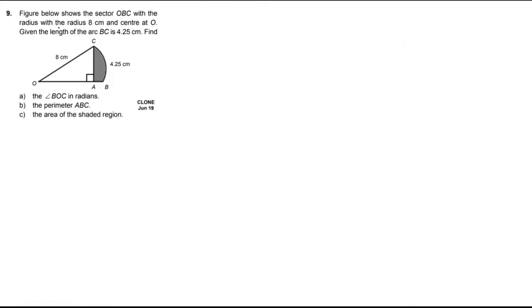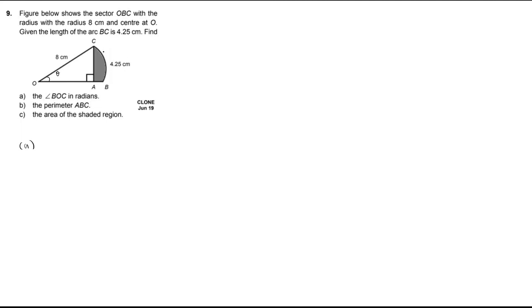One more question. I choose question number 9. Figure below shows the sector OBC with the radius 8 cm. So 8 cm. OB should be 8 cm. And center at O. Given the length of the arc BC 4.25 cm. Okay. A. Find the angle BOC. So this one. Okay, this angle BOC in radian.